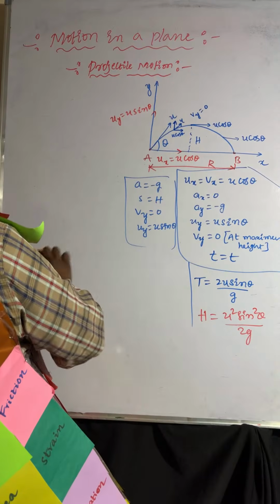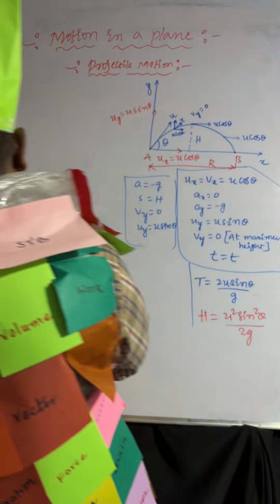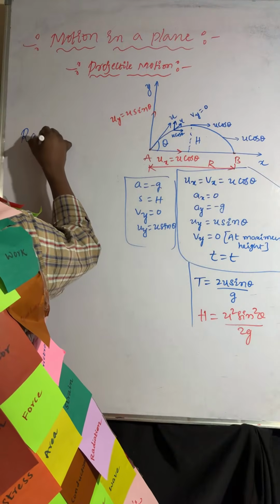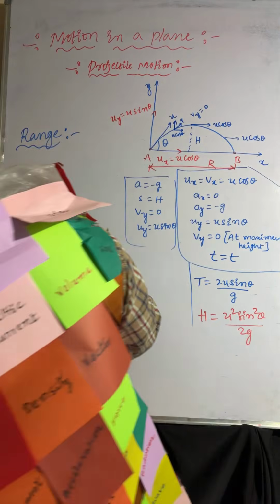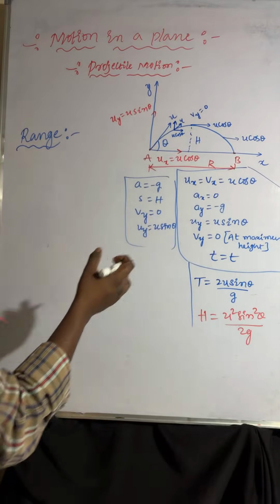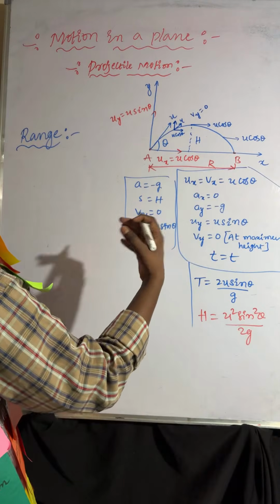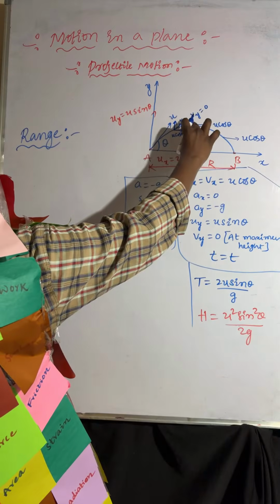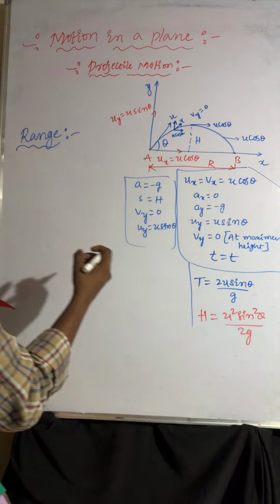Horizontal range. So range you can say. Okay. Maximum range. So this is the maximum range. So when will it be? According to the angle theta. Okay. So this is the maximum height here. So when theta, if you substitute accordingly, you'll get it.